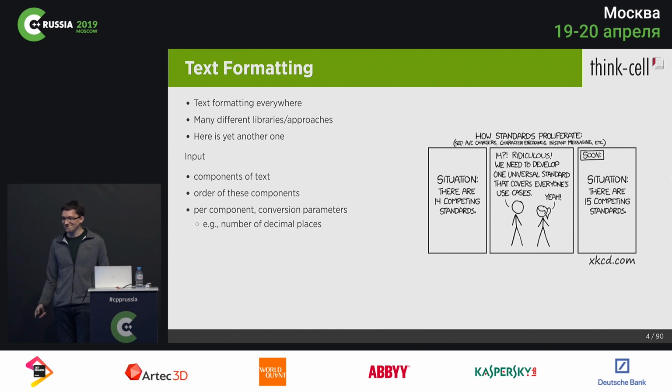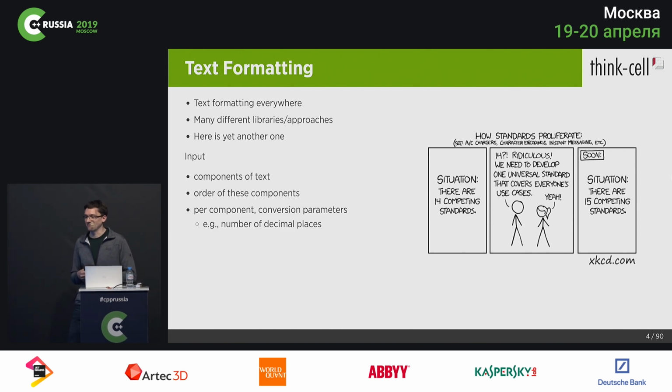So what's the task we have here? We have some components we want to print as text, and we also want to be able to print them in some particular order. Sometimes we also want to supply additional parameters to specify how, for example, to print a number, how many decimal digits to use. And as output, we want some string of characters.